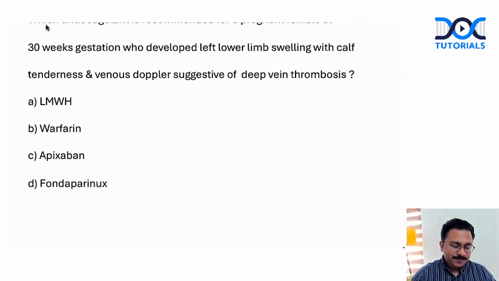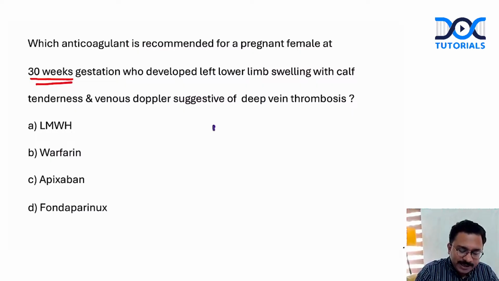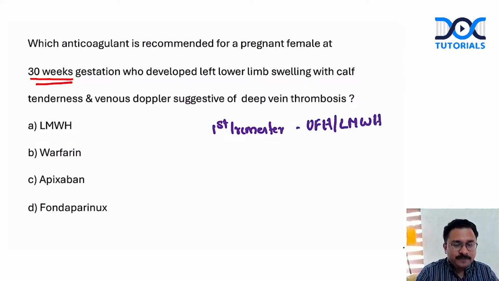Coming to the next question, we are discussing these miscellaneous questions now. Which anticoagulant is recommended for a pregnant female at 30 weeks of gestation who developed left lower limb swelling with calf tenderness and venous Doppler suggestive of deep venous thrombosis? What do you think is the answer? The patient is at 30 weeks of gestation. Now, all of you know that in the first trimester, what is preferred? It is only going to be heparin, either unfractionated heparin or low molecular weight heparin. You're not going for warfarin because of the risk of teratogenicity and the Contradi syndrome.